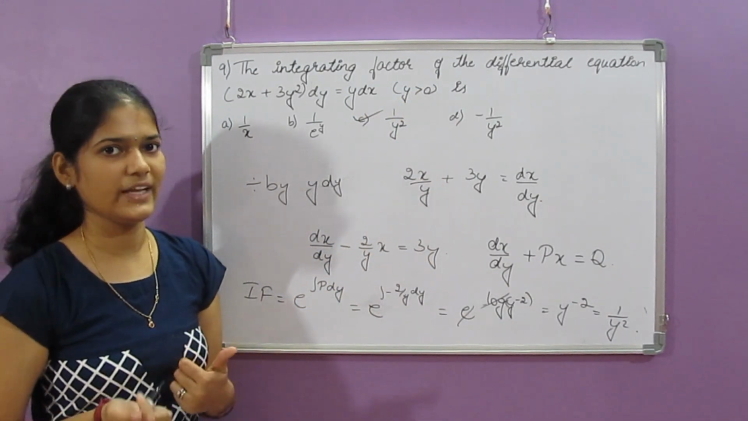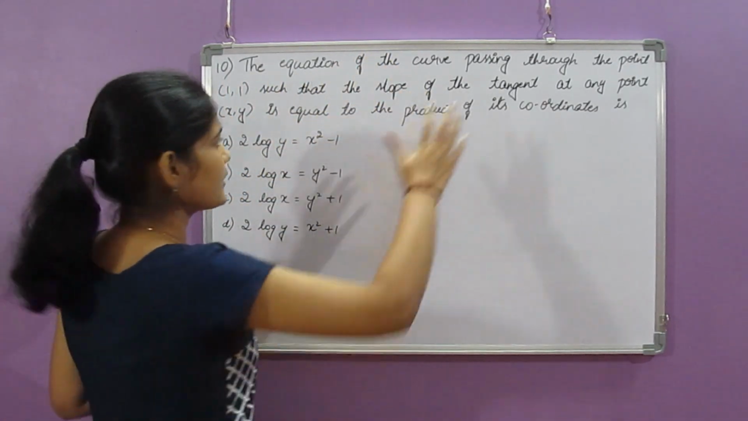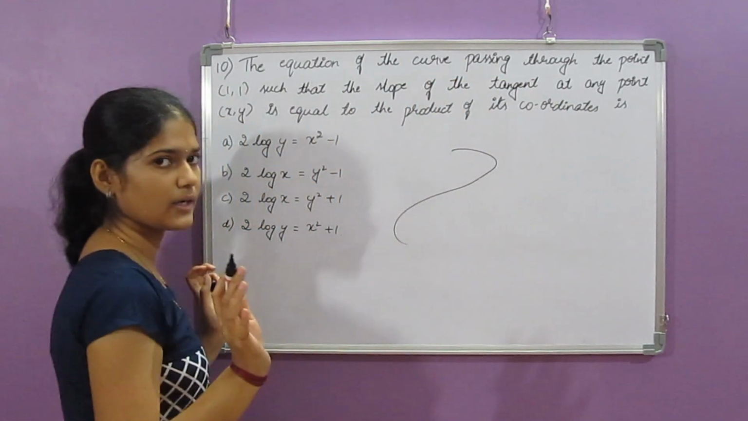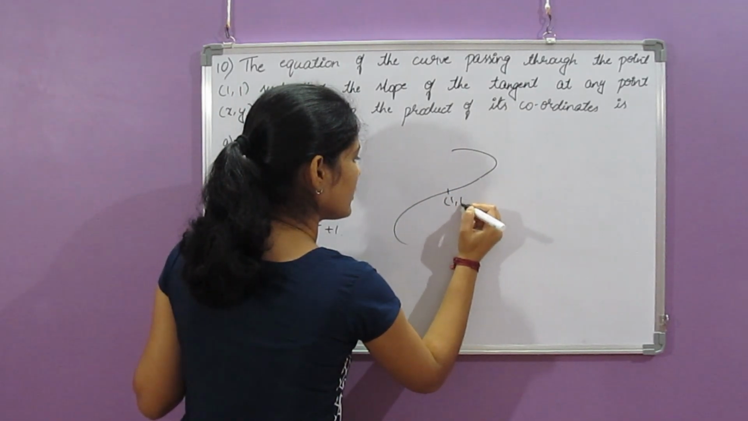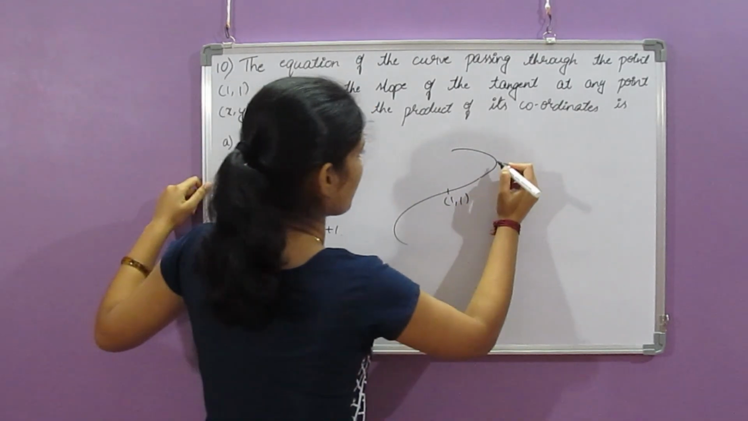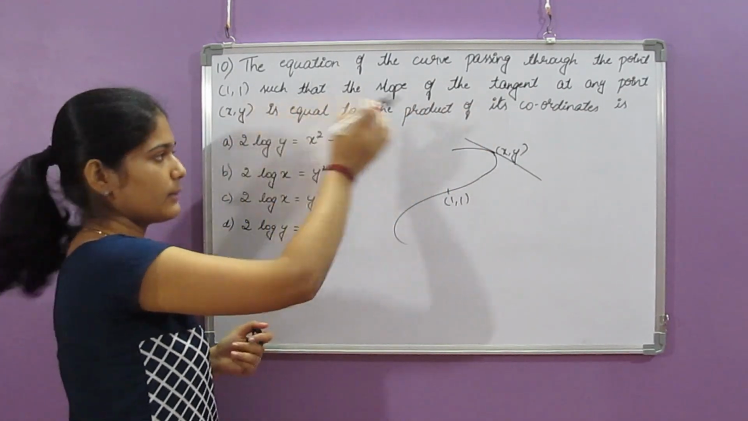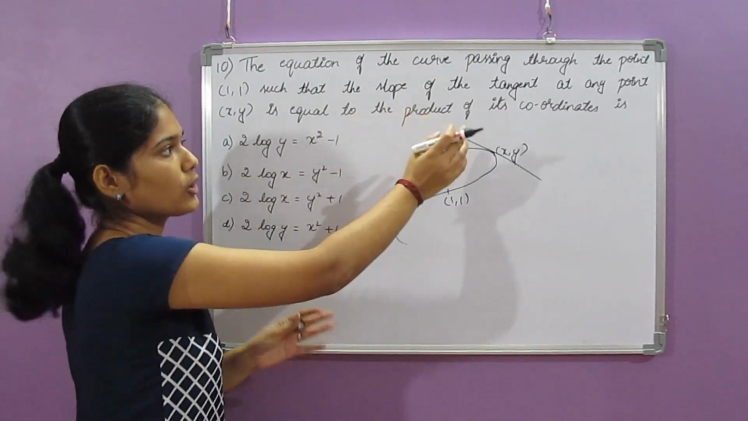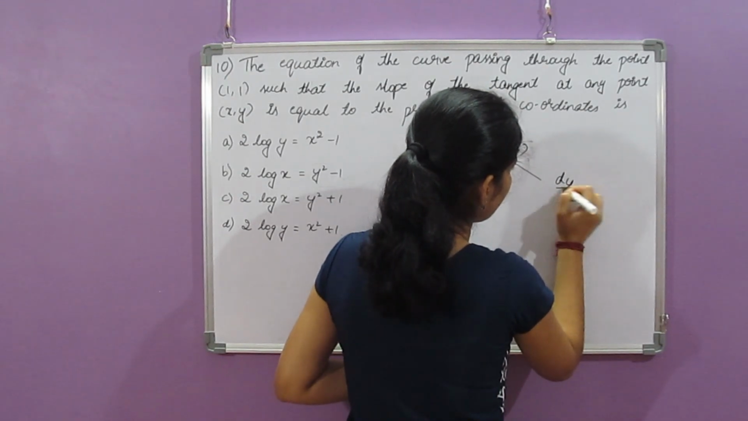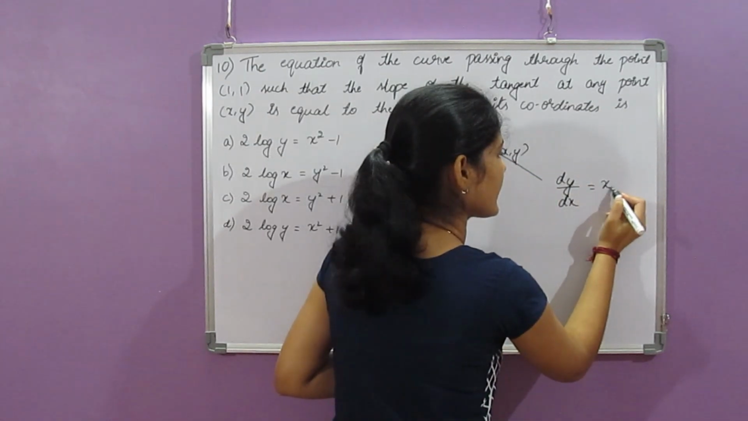Now let's move on to the next problem. In this problem, we have to find the equation of the curve passing through the point 1, 1. Let's take a curve. This is some curve. It is passing through 1, 1, and such that the slope of the tangent at the point x, y is equal to the product of its coordinates. We know that slope of the tangent is nothing but dy by dx, and that is equal to the product of the coordinates, x into y.